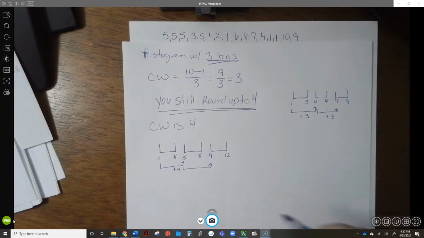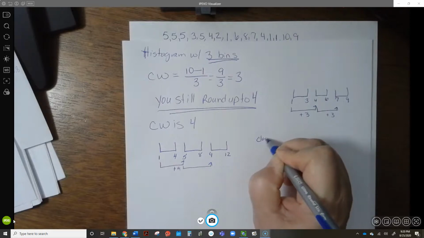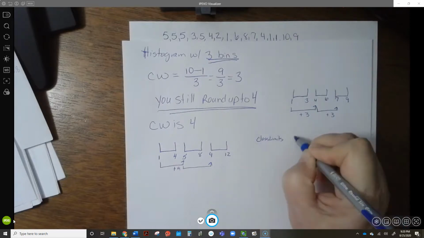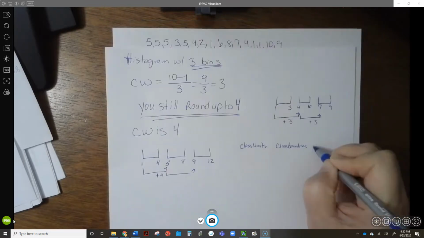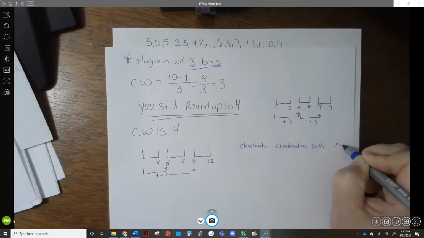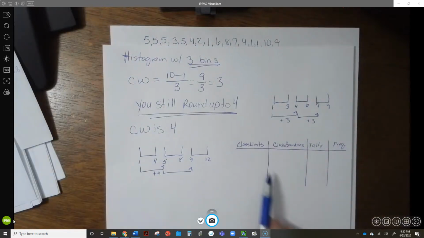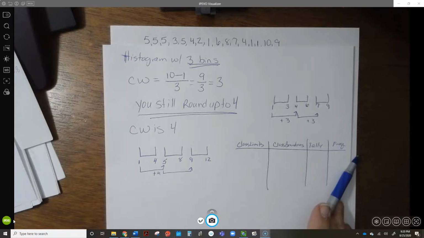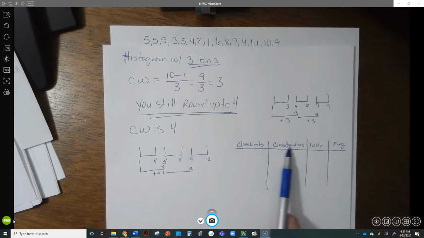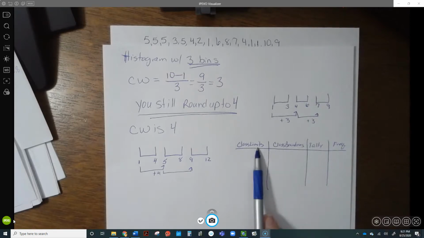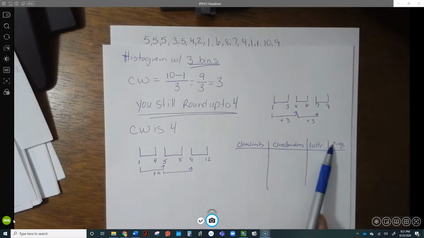Okay, so now you could do your class limits. You could do your class boundaries. You can do your tally marks, and then you can do your frequency. And again, like I said, there's no order to this table. It makes sense to write your class limits down because that's the first thing you calculate. It makes sense to write your boundaries down next because they're very much related to that, but they don't have to go side by side. There's nothing special about the order of my table.